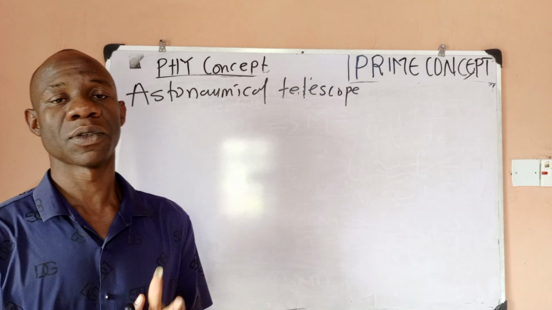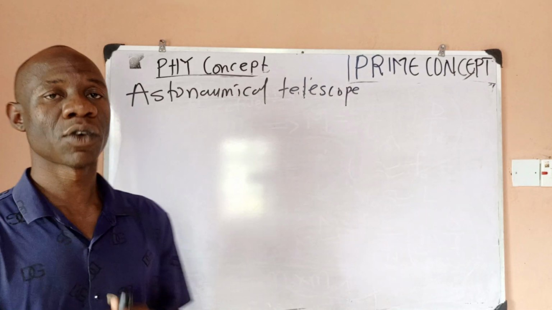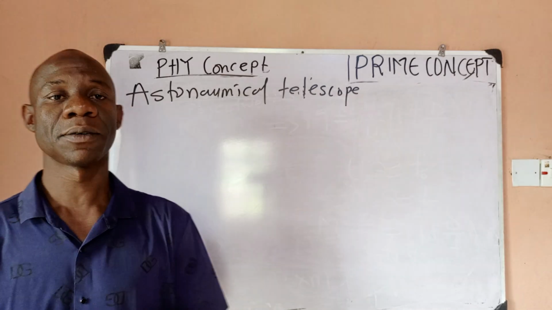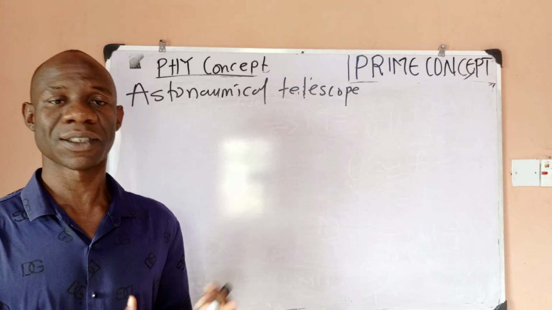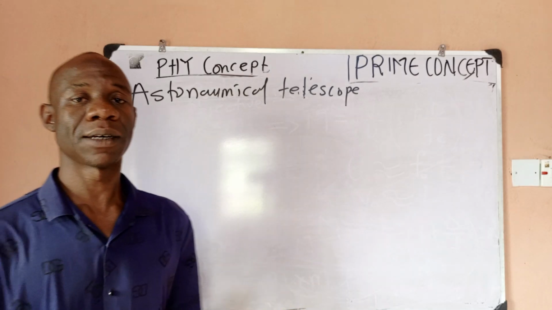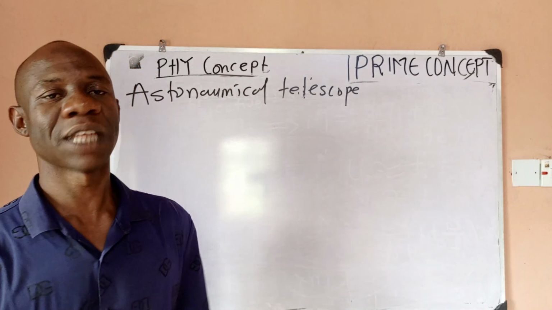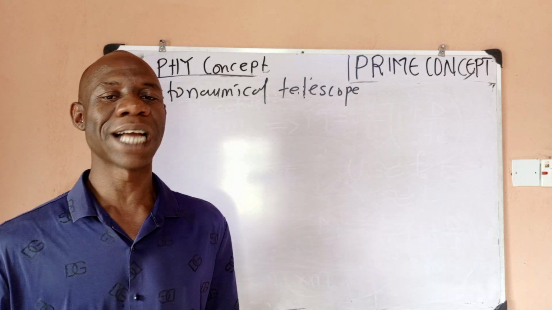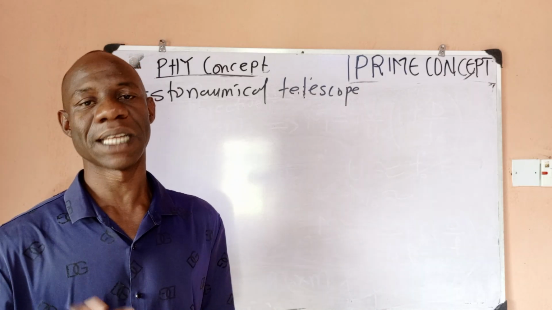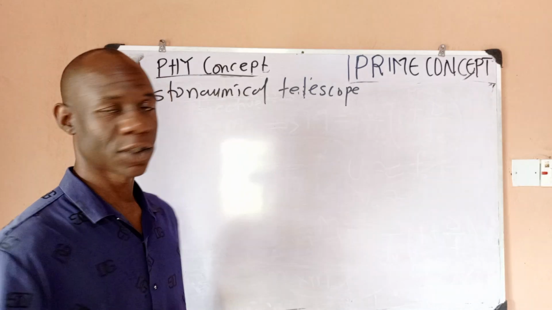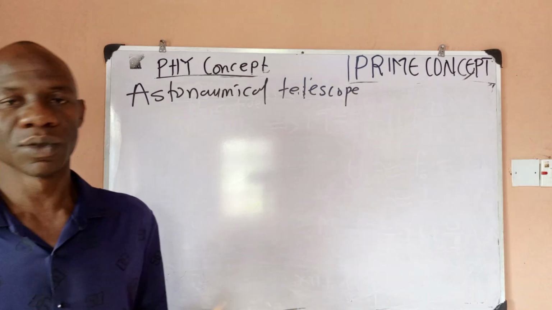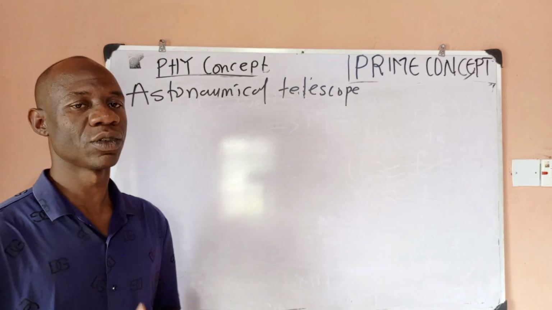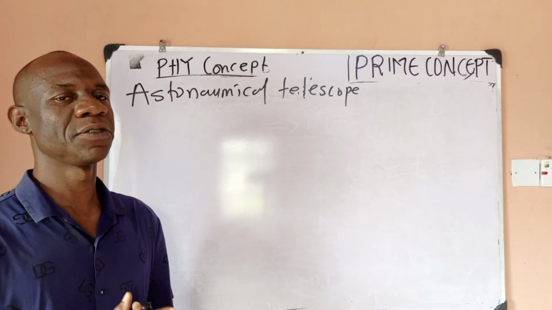Now we have different types of telescope, but this would be the focus of our study. One type we have is astronomical. We have the Galilean telescope. We have the terrestrial telescope. The Galilean telescope was made by Galileo Galilei, the first person that made the telescope for studies. Newton also made his telescope and others. But we want to consider the astronomical telescope in this video.